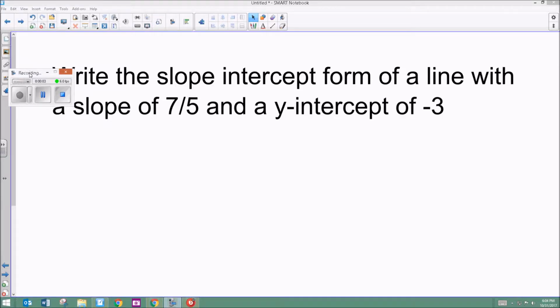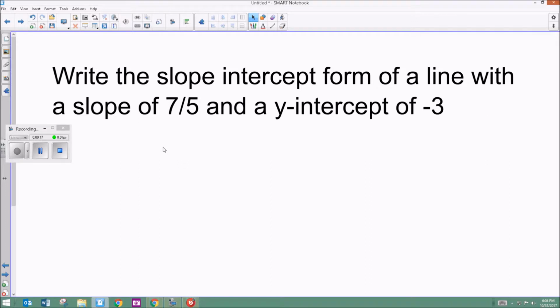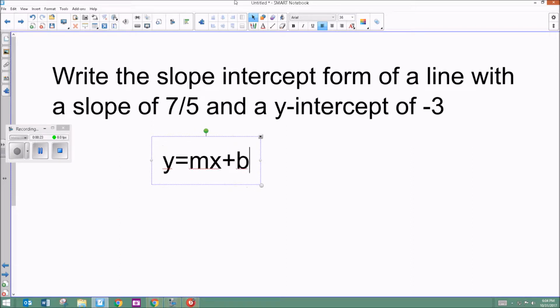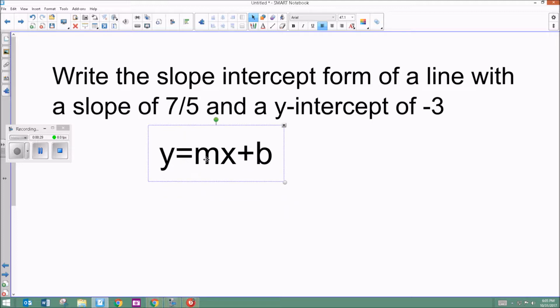Okay, these last two examples we'll look at are pretty simple. Write the slope-intercept form of a line with a slope of 7/5 and a y-intercept of negative 3. And if you remember, slope-intercept form is y equals mx plus b. That is slope-intercept form. So if the slope is 7/5, that's m.